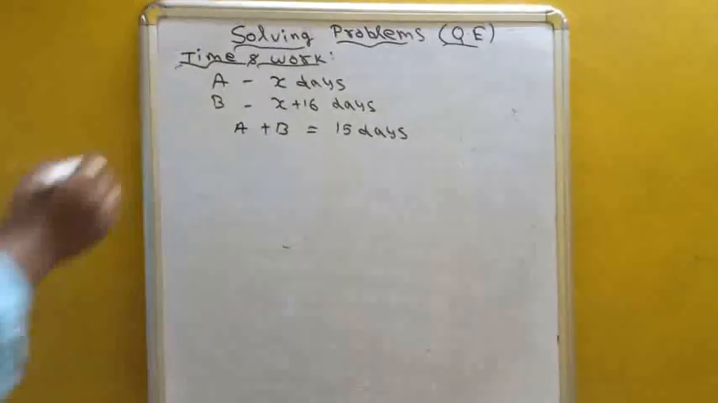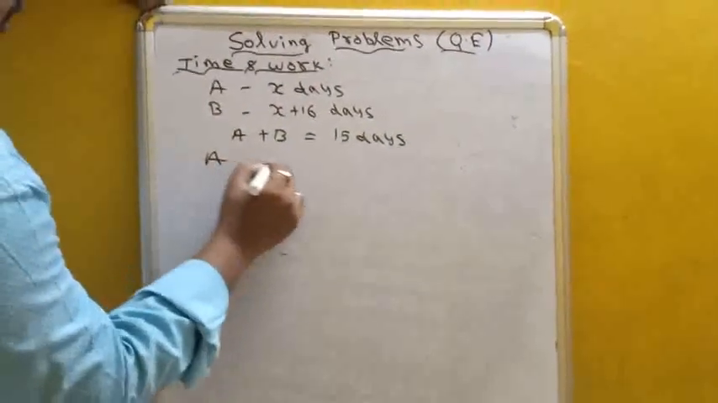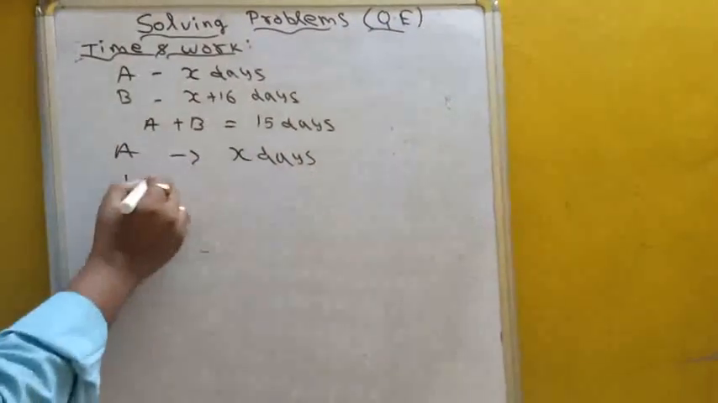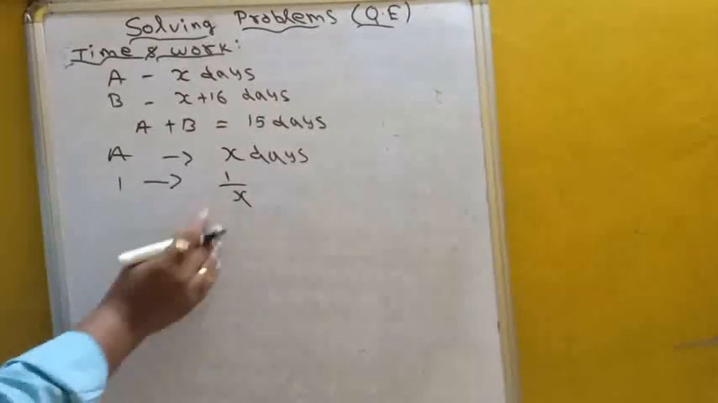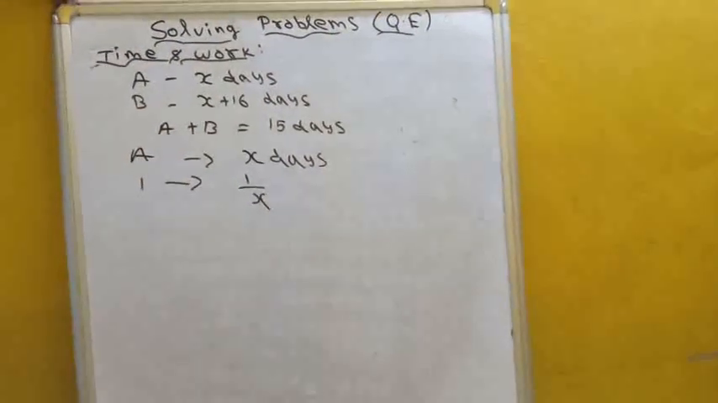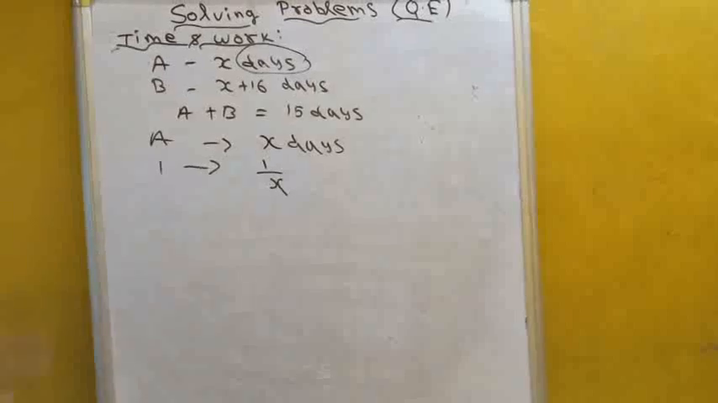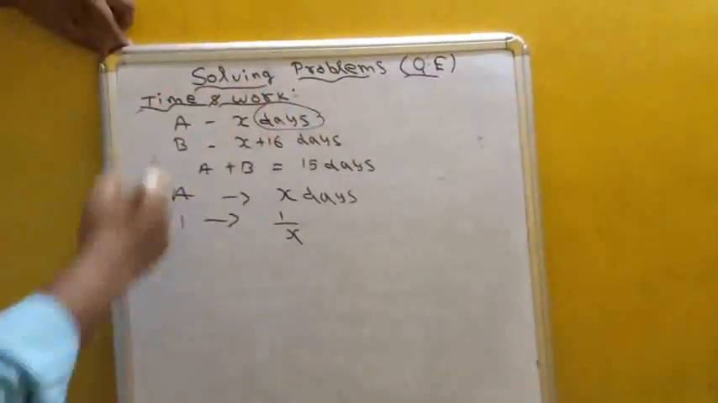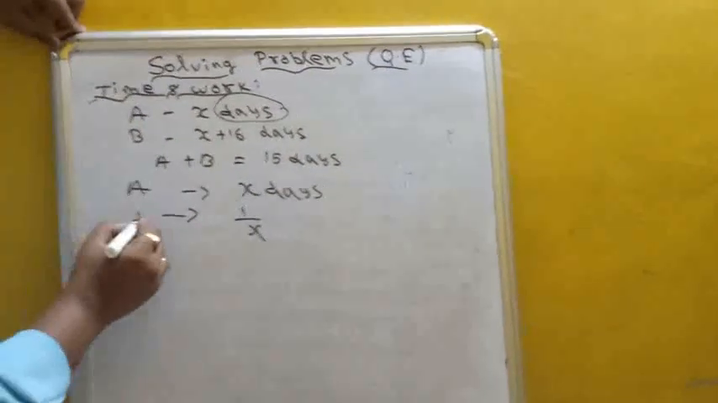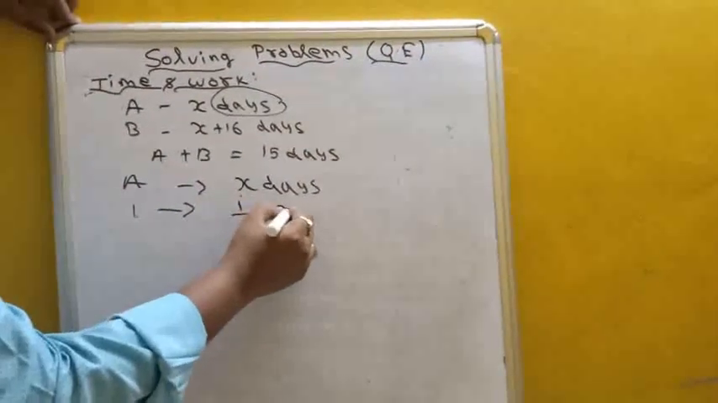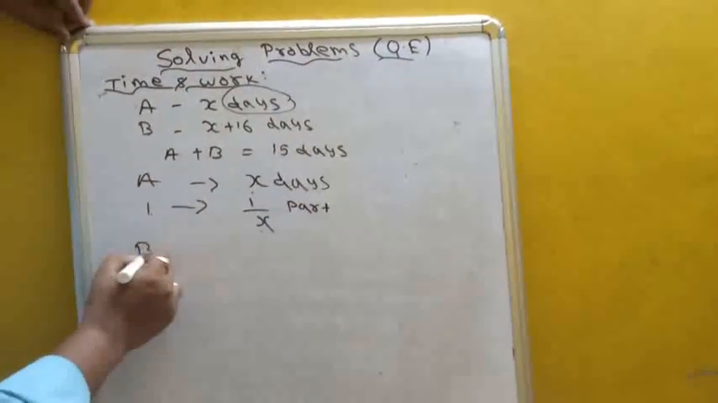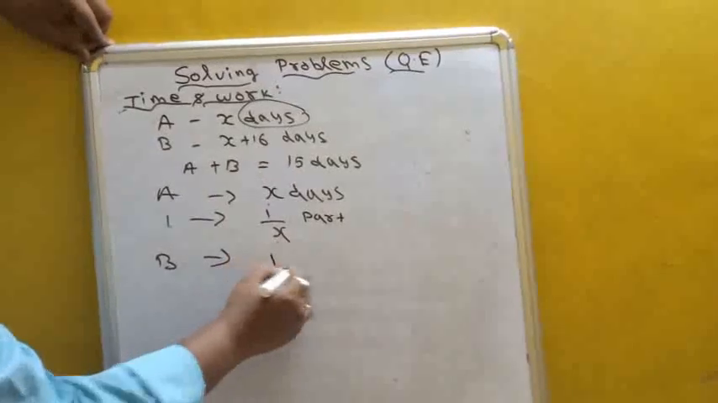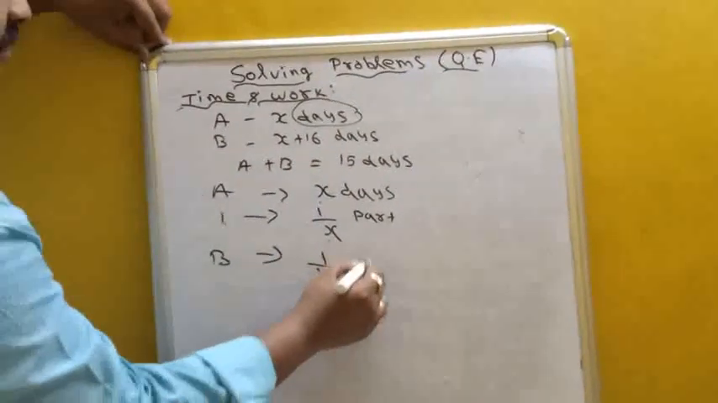So what do you have to take? You already told a complete x days a work. So in one day he will do the 1 by x part. Yes or no? You make it one day. If he told you days, one day. If he told hour, 1 hour. If he told about minute, you take 1 minute. In one day he can complete 1 by x part. Like that, B also, in one day he will complete how many part? 1 by x plus 16 part.